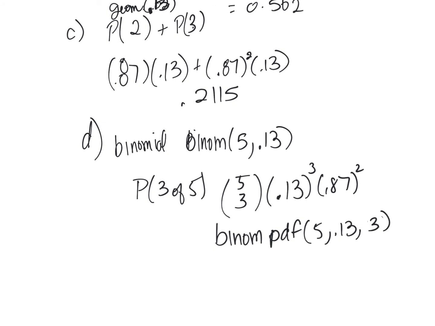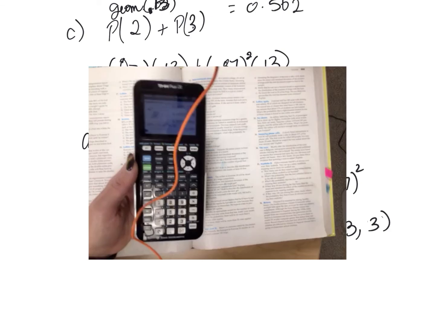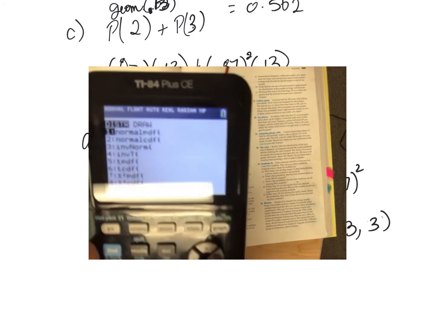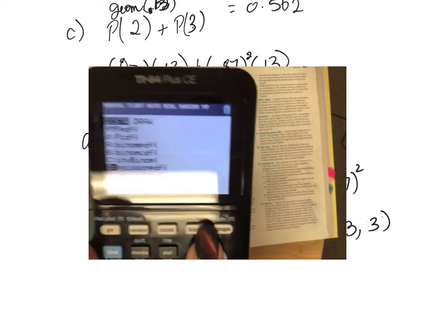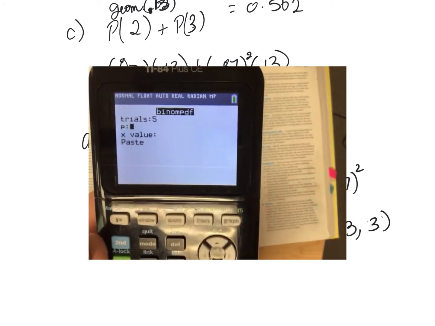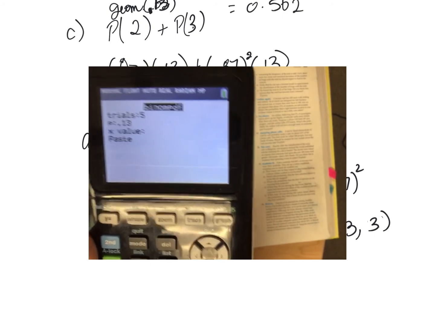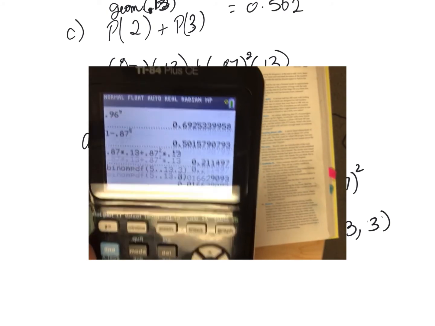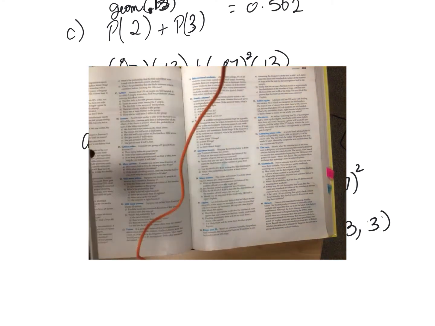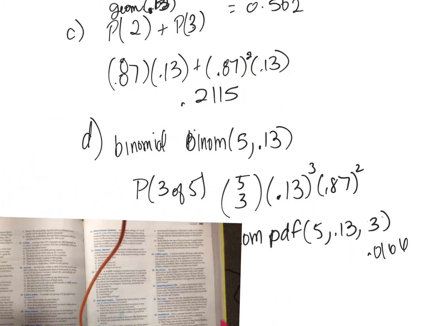Okay. So again, let's look at how to do the calculator. You're in second distribution menu. You're going to go up to binomPDF, and it tells you the number of trials, 5. The probability, 0.13. The x value is 3, and enter. We get 0.0166. And then E.